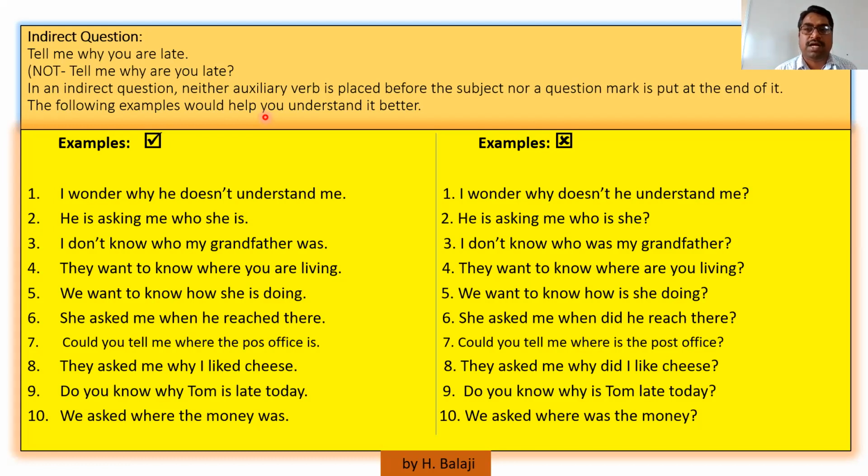First of all, I will tell you what is a direct question and what is an indirect question. Direct questions are questions like: what is your name, where are you going, what are you doing, where are they running, what are they doing, how is he, who is he, etc. These are examples of direct questions.